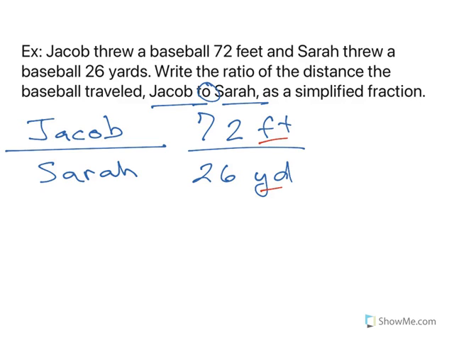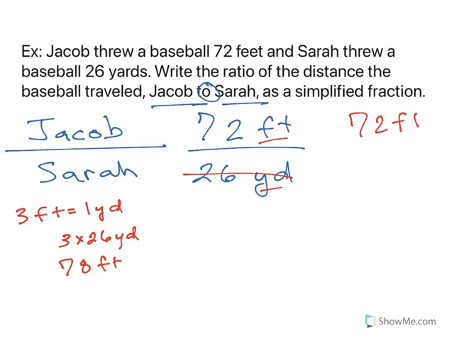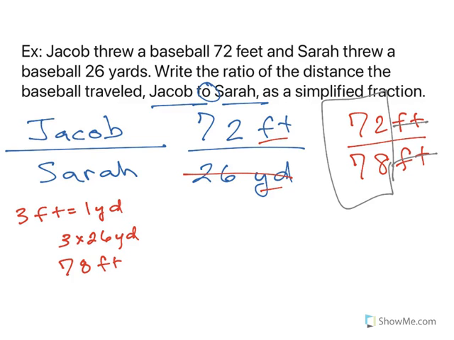But you may know that 3 feet is the same as 1 yard. So if I want 26 yards, I just multiply this by 3, and this will tell me how many feet I have, right? So 26 times 3 is 78. So we could say Jacob threw the ball 72 feet and Sarah threw the ball 78 feet. Now we are in the same unit, so the units cancel out, and now I can simplify my fraction.